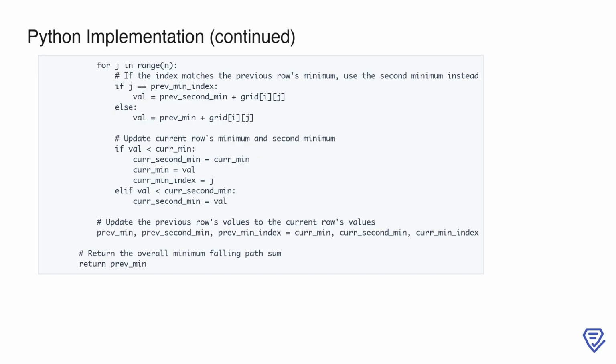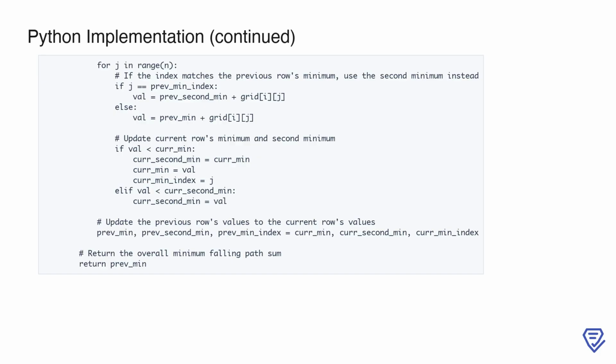If the indices match, we use prev_second_min to avoid reusing the same column value, otherwise, we use prev_min. Once we calculate the total for the current cell, we update the current row's minimum and second minimum values. If the calculated value is smaller than cur_min, it becomes the new minimum, and the previous cur_min is shifted to cur_second_min. We also update cur_min_index to the current column index.